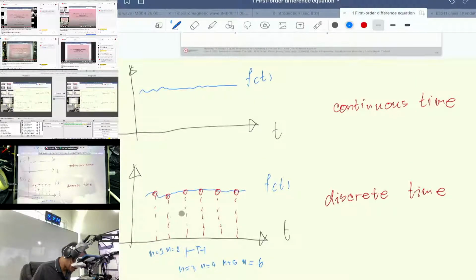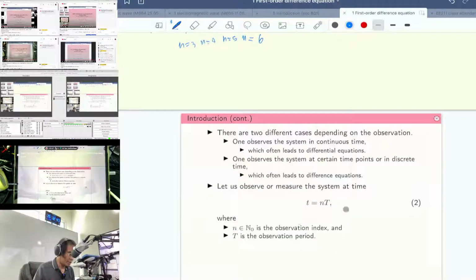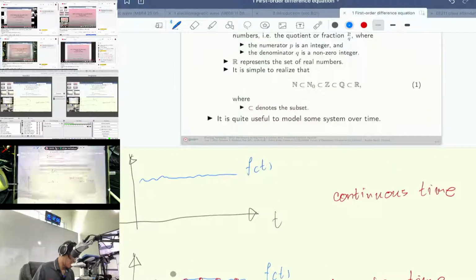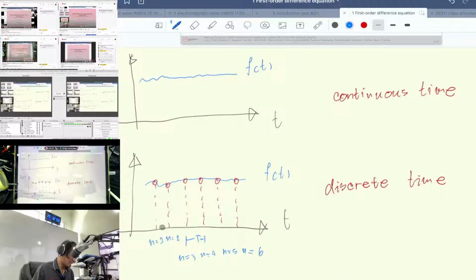yn is taken from this function; once this is y1, it is the first sample apart from the y-axis, and here the distance is the same. It's T. You can take the value from the height of the function, and so on until the sixth sample by using this relation t equal to nT. T is the observation period, as you know. This distance should be equal to this one.